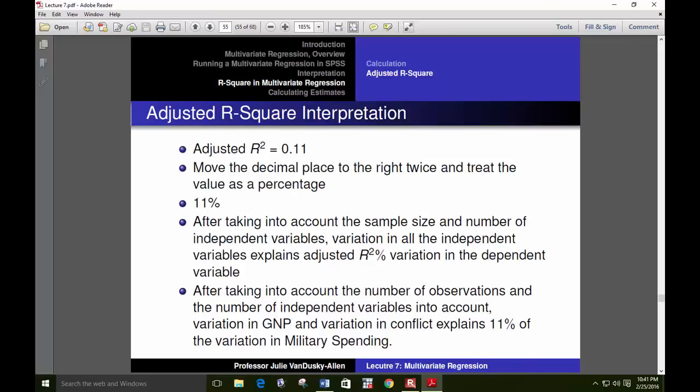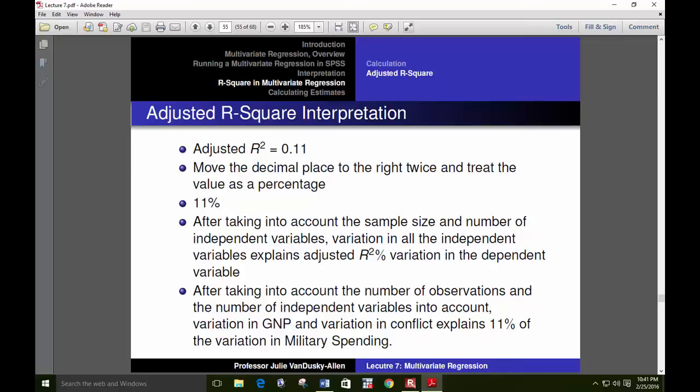Now I'm going to show you how to interpret the adjusted R-square in multivariate regression. Suppose our adjusted R-square was 0.11. We would move the decimal place over to the right twice and treat the value as a percentage. So in this case, we move the decimal place over twice and get 11%.